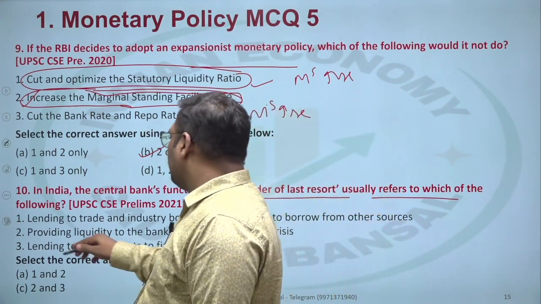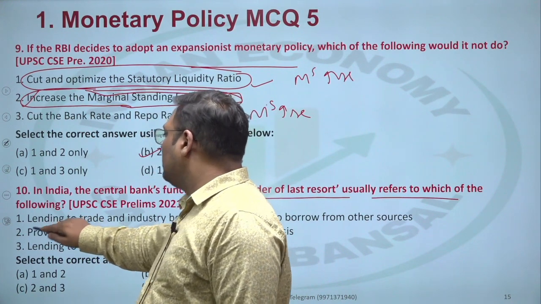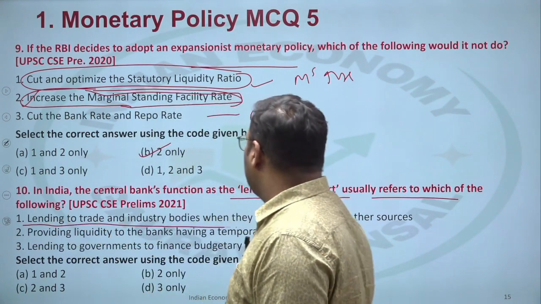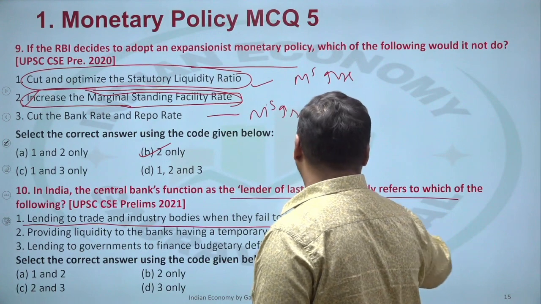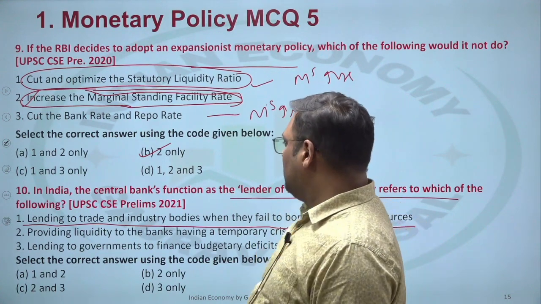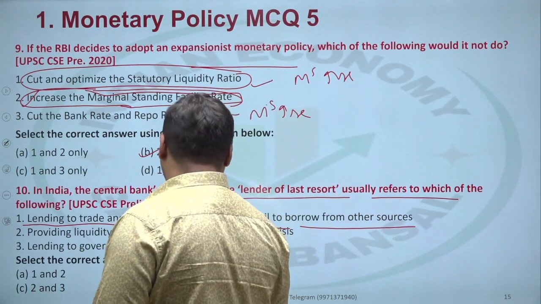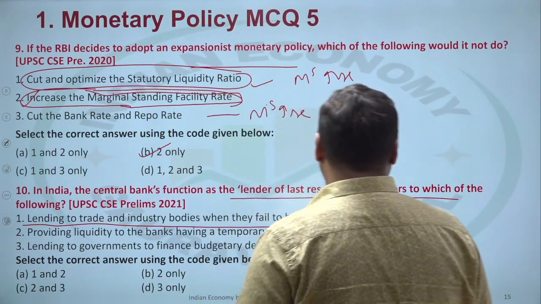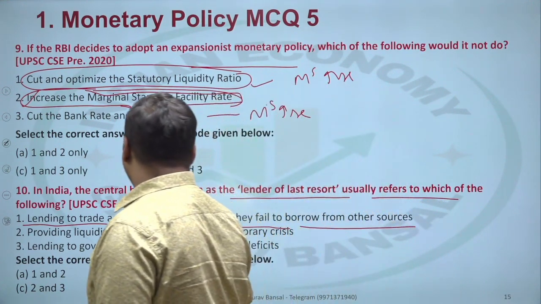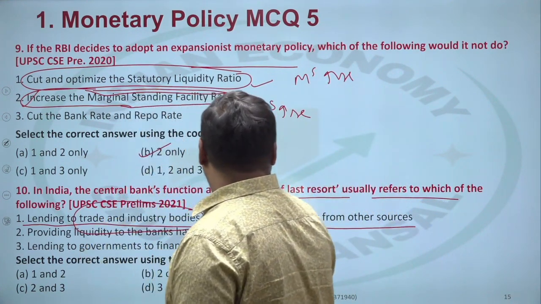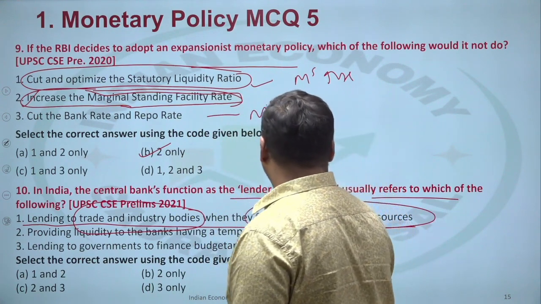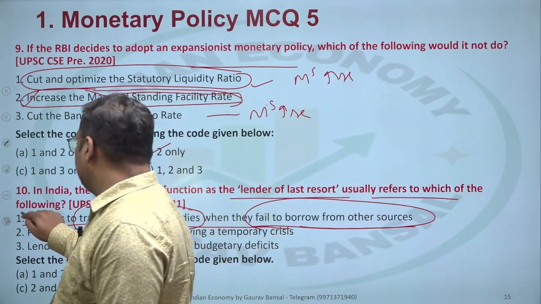It is simply a concept here. So in this case, lending to trade and industry body when they fail to borrow from other sources. This is incorrect because it is not for trade and industry body. When they fail to borrow from other sources, could have been the correct part.